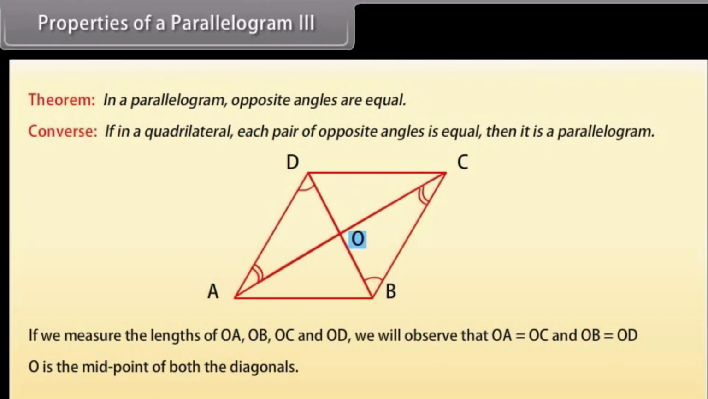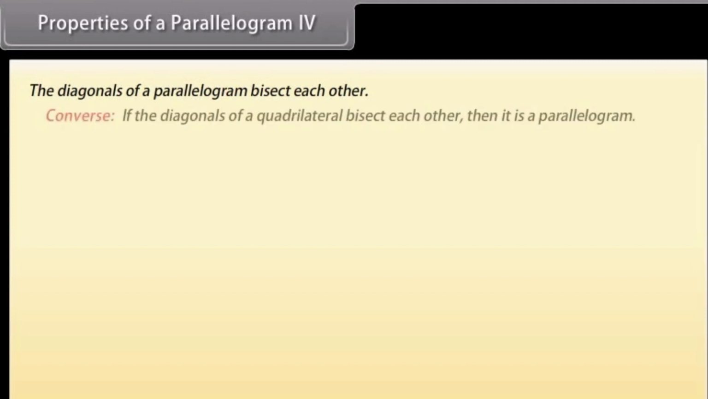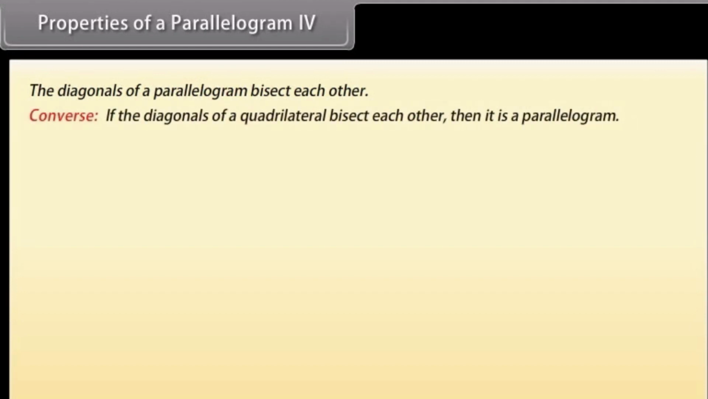This gives us a new theorem which says the diagonals of a parallelogram bisect each other. Properties of a parallelogram 4. The converse of this theorem results in one more theorem. The converse says, if the diagonals of a quadrilateral bisect each other, then it is a parallelogram.